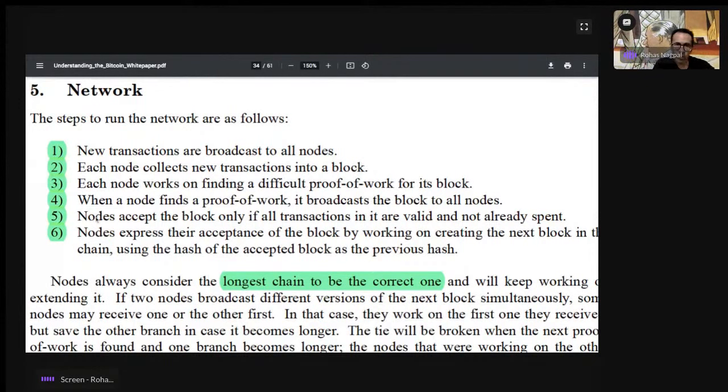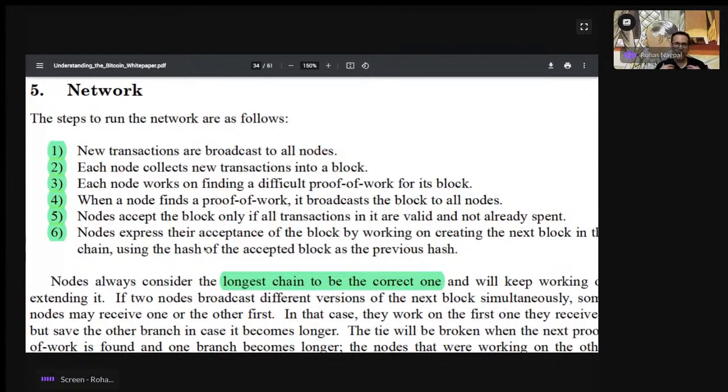Now, nodes only accept a block if all the transactions in it are valid and not already spent. So they're checking for double spending. They're checking that all the transactions are valid, that they've been digitally signed by the correct entity.